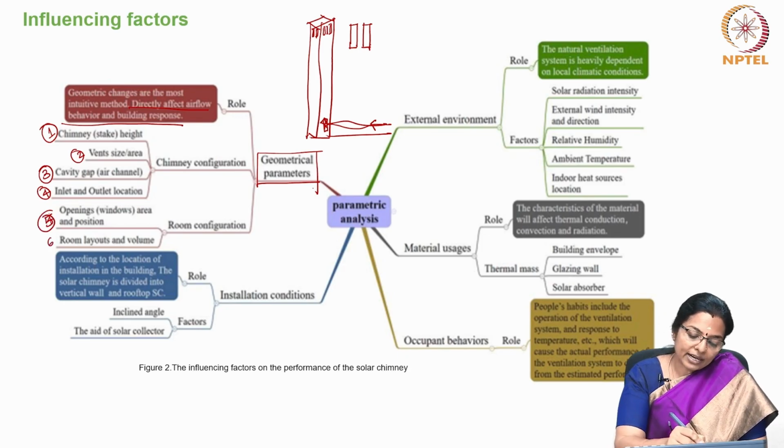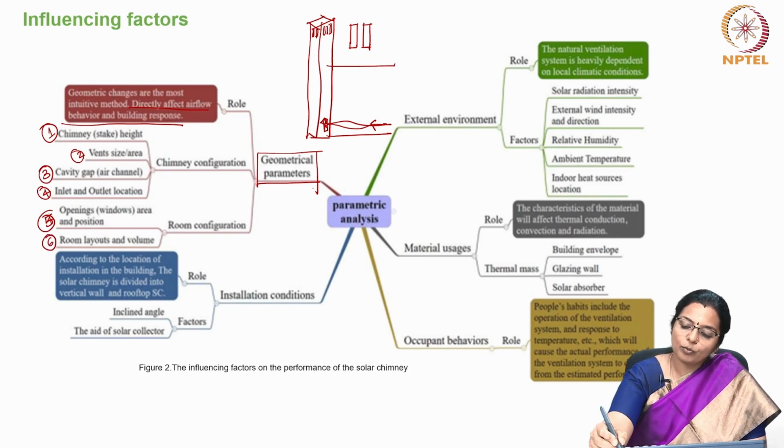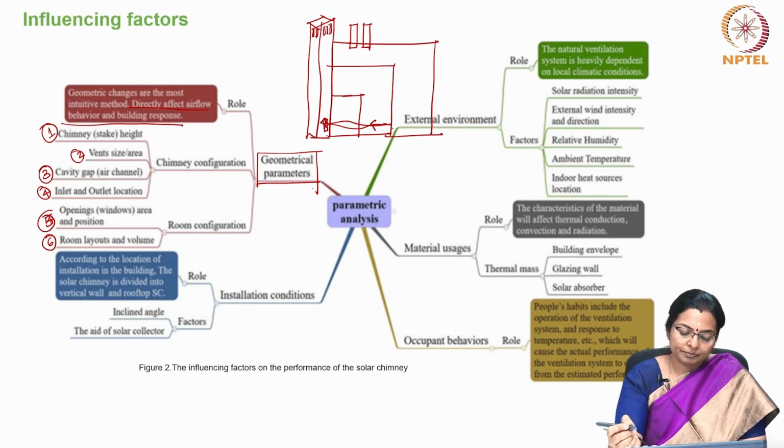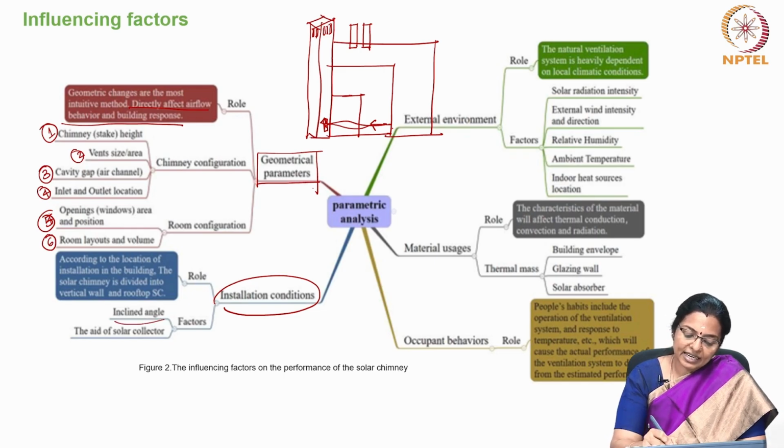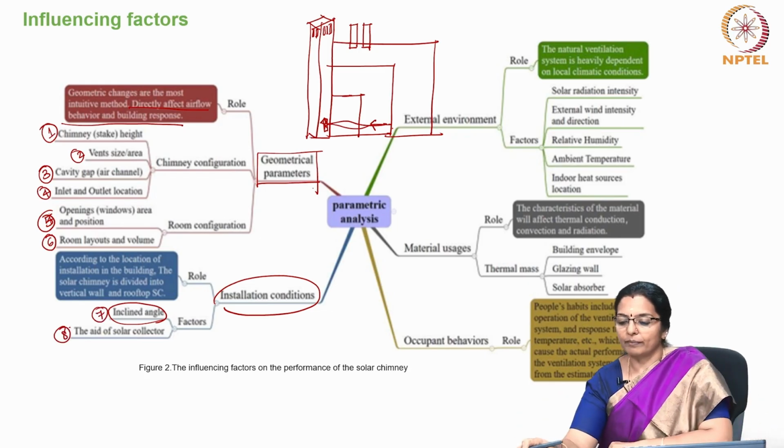room layout and volume, the volume of room that it caters to, whether it is this volume or this volume or this volume. And then the installation conditions. According to the location of installation in the building, the solar chimney is divided into vertical wall and rooftop solar chimney. So, whether it is at an inclined angle, whether it aids in solar collection, its orientation and so on.